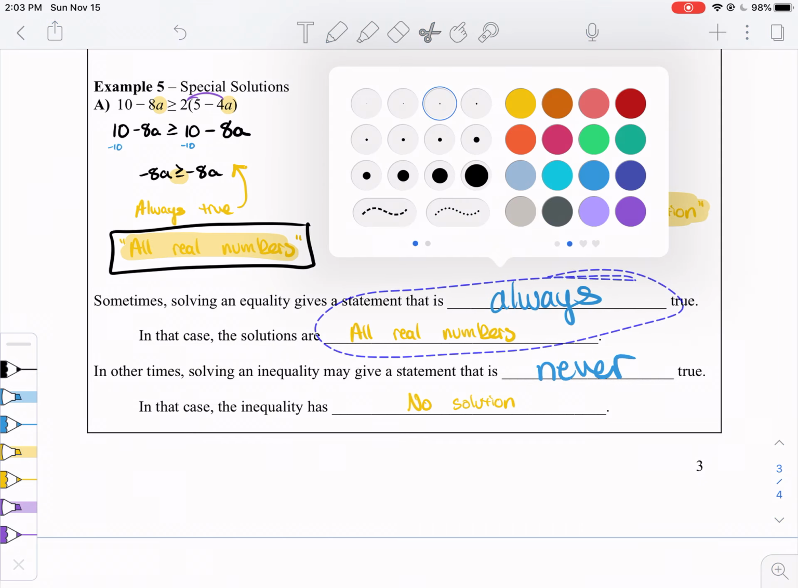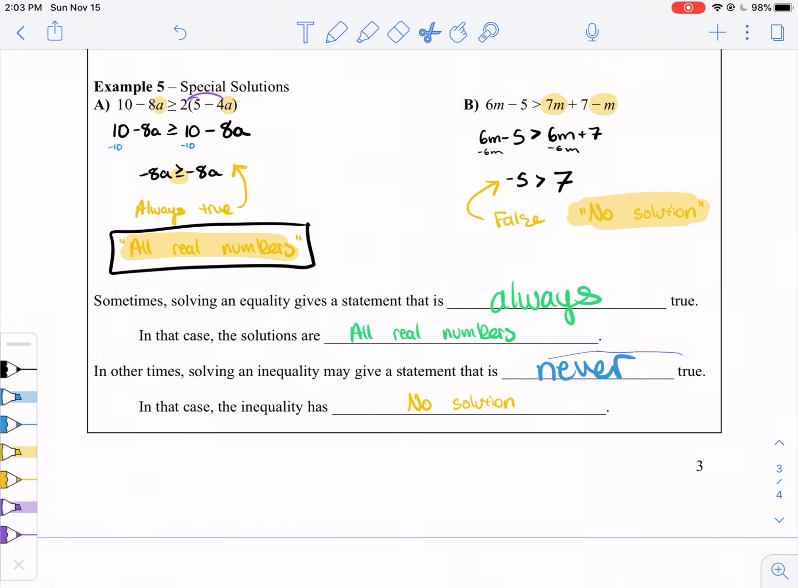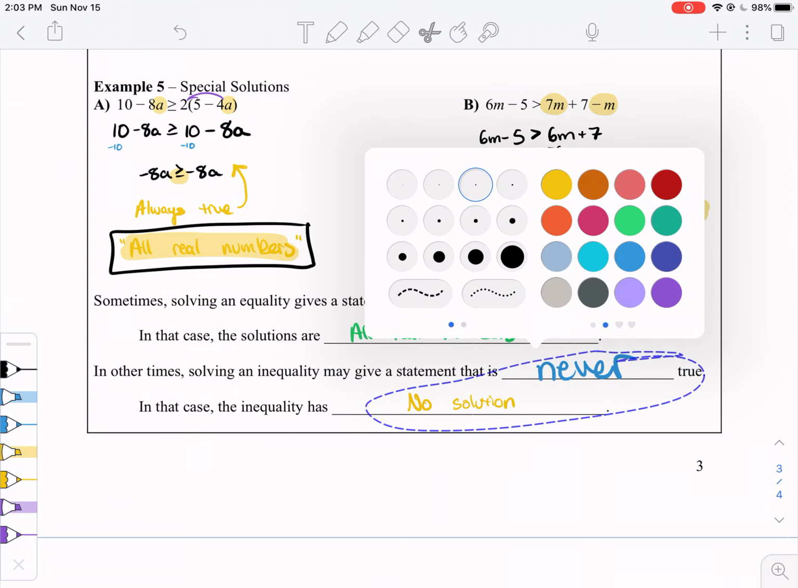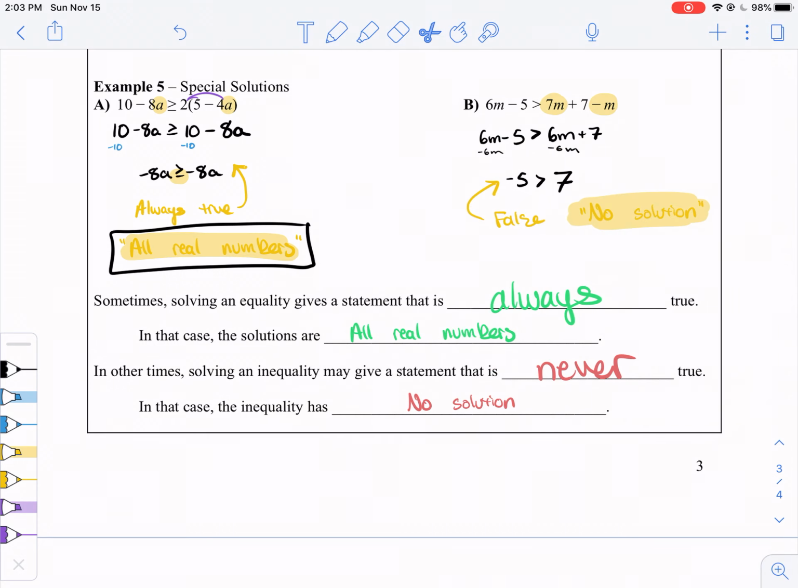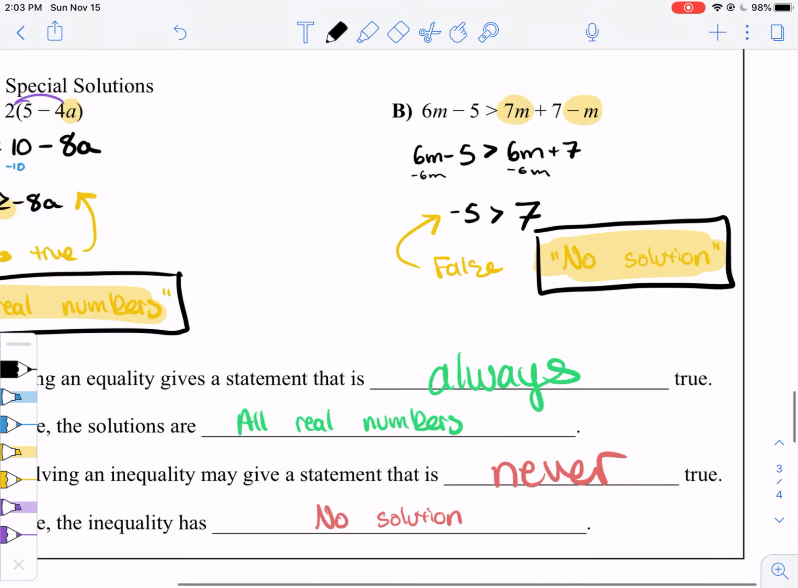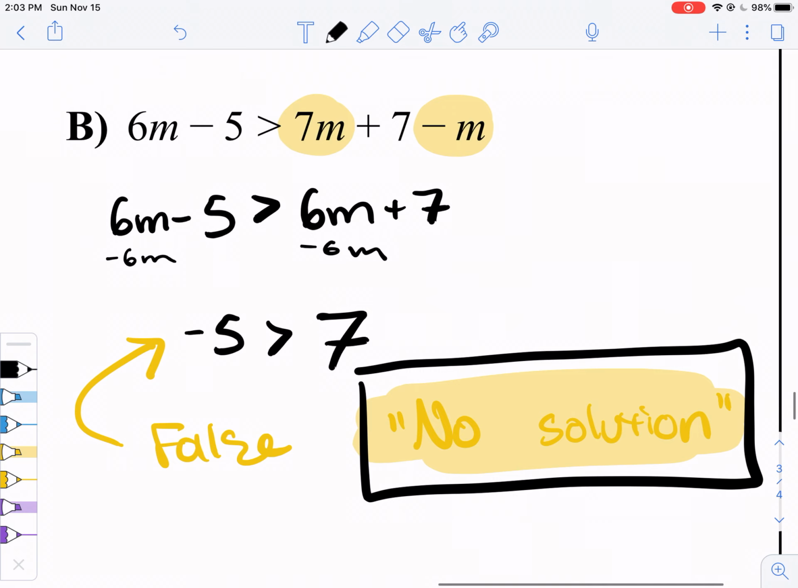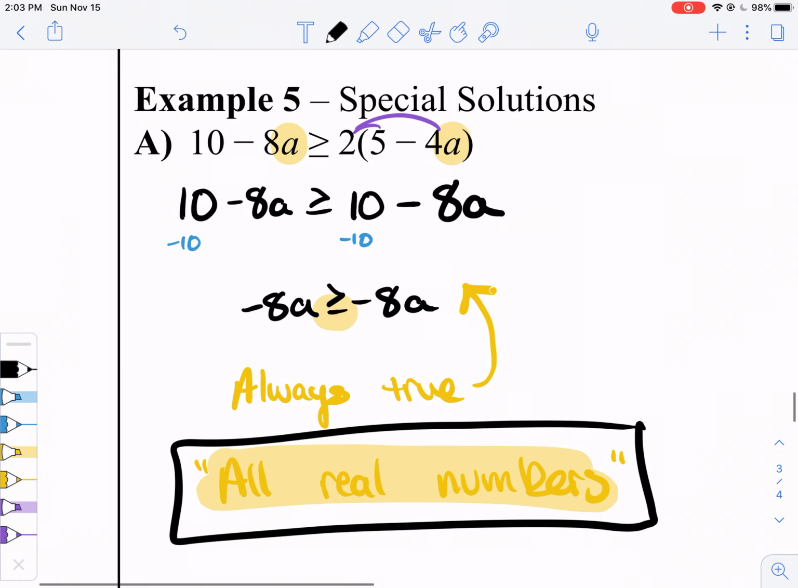Because we like when there's all real numbers, we'll make that green, and we'll color code this to be red because we like color coding. But anyway, yeah, B has no solution. So if there's no way this is ever going to be true, it's got no solution. This one, no matter what you plug in for A, it's always true.